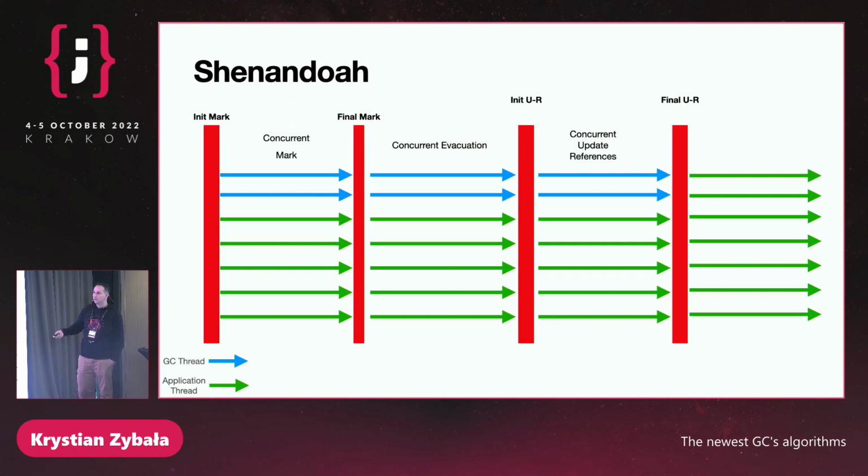And of course, Shenandoah uses some of the techniques from G1, for example, snapshot at the beginning, which is created in initial marking. The pauses are similar to G1.